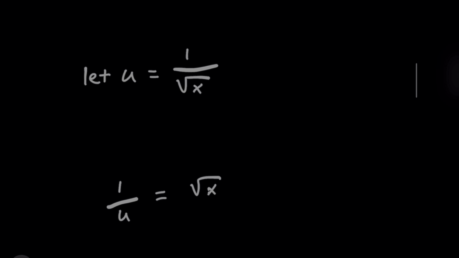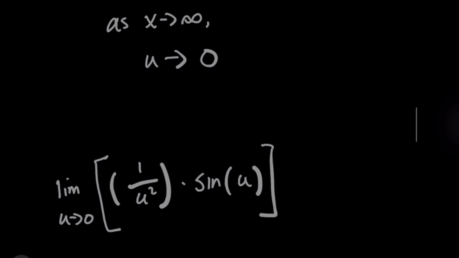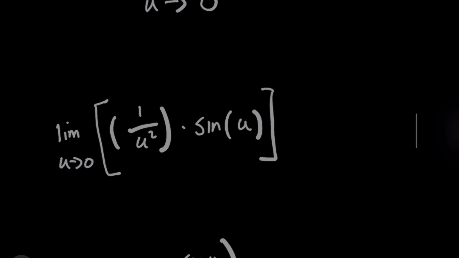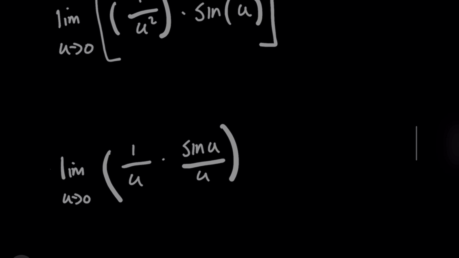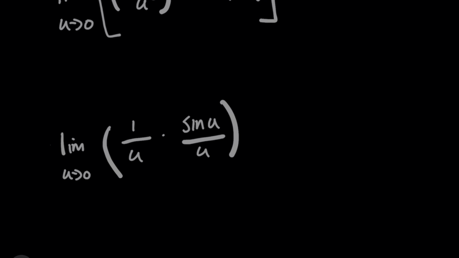So now we have all the info we need to rewrite this problem in terms of a limit that's expressed for the variable u. So now it's going to approach 0 this time, and we are now having a product inside the limit of 1 over u squared, aka this was your old x, times the sine of u. And what I'm going to do as my next step here is I'm going to rewrite this multiplication of these two terms as a product of two fractions, 1 over u and sine of u over u.